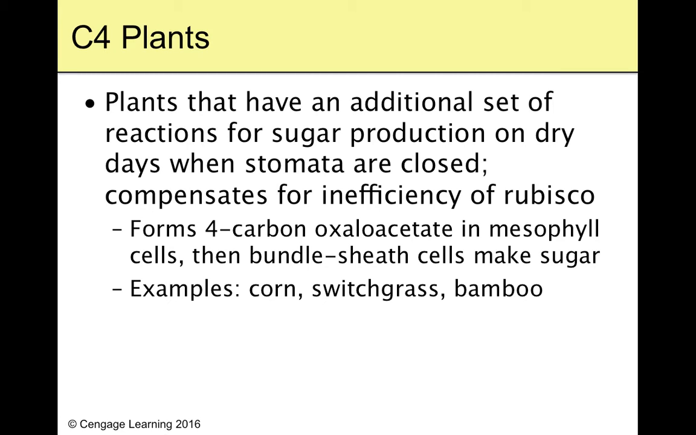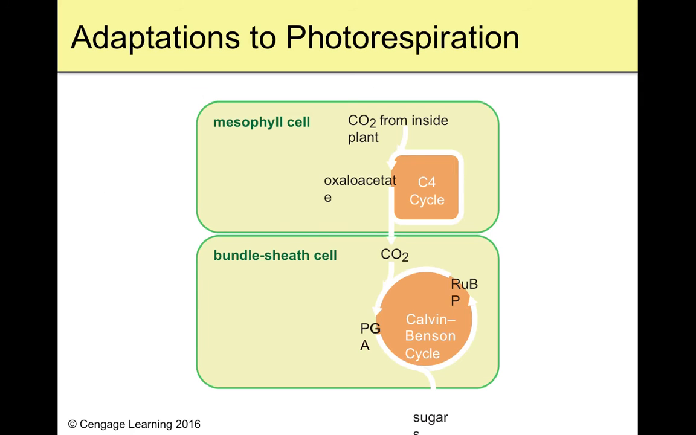And so the way they do it is they form a 4-carbon molecule called oxaloacetate. That's where we get C4 and C3, right? C3 was PGA, C4 is oxaloacetate in the mesophyll cells. And then we'll actually move that over to the bundle sheath cell to make our sugar. And so the way we keep photorespiration from occurring is we have 2 separate cells for 2 separate reactions. So we don't get that oxygen buildup from just one cell. So it's kind of a cool trick. Bamboo does it as well.